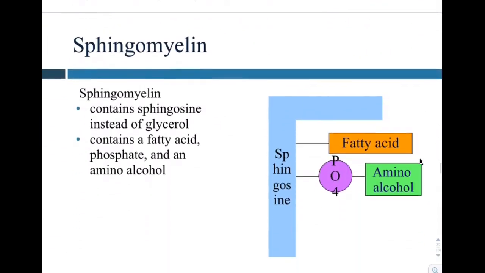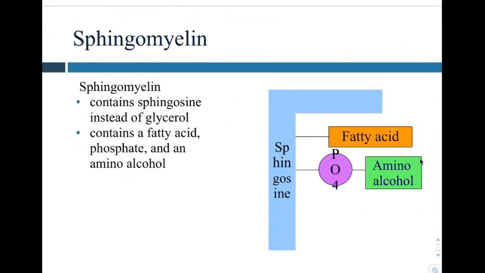A sphingomyelin contains a sphingosine instead of a glycerol, so it's kind of an upside-down L-shaped molecule, and it's only got one fatty acid. So you can recognize the difference in these. If you do have a phosphate group, then you have one fatty acid, or you got two fatty acids. And you should also recognize the glycerol backbone.